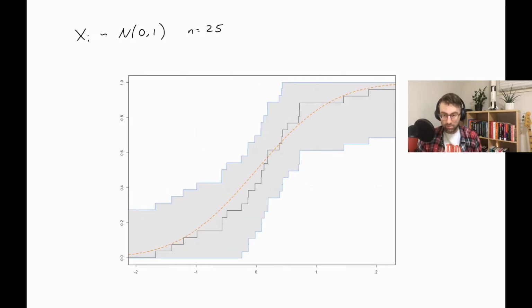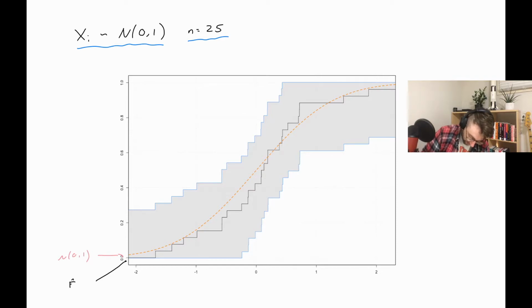It looks like this. Okay, so what do we have here? What I did is I went into a computer and I simulated data according to a standard normal distribution, and I simulated 27 observations. So the orange curve here is a normal 0, 1 curve. So that is the true distribution function. The black, that is F hat sub n of x. So that's the empirical distribution function.